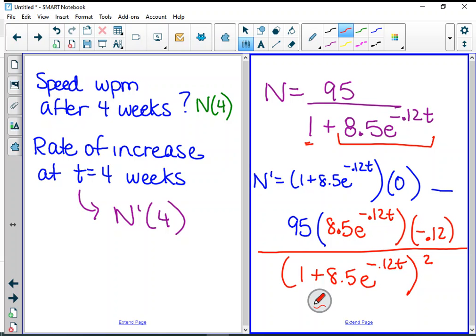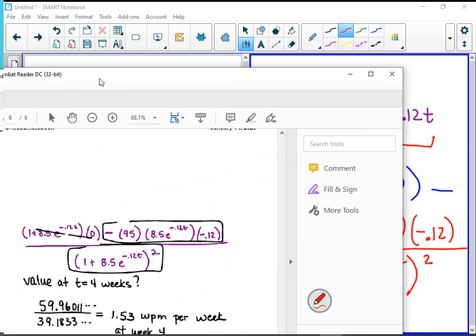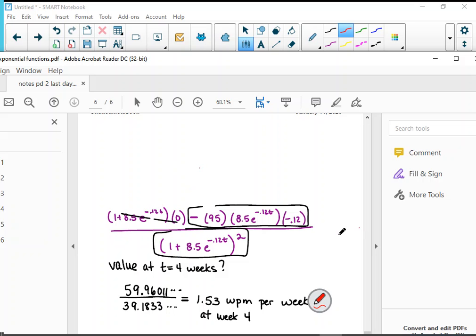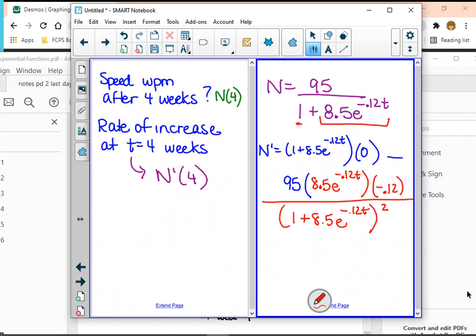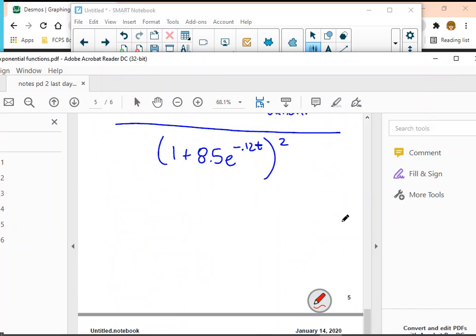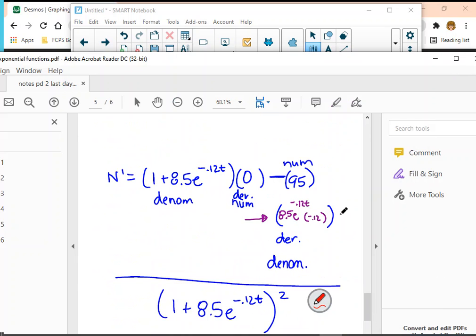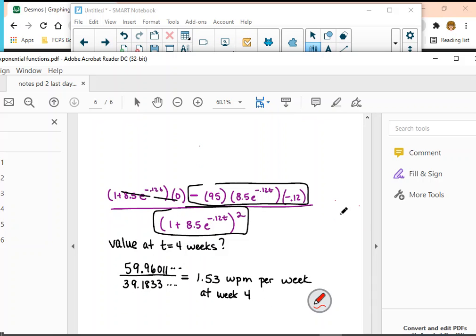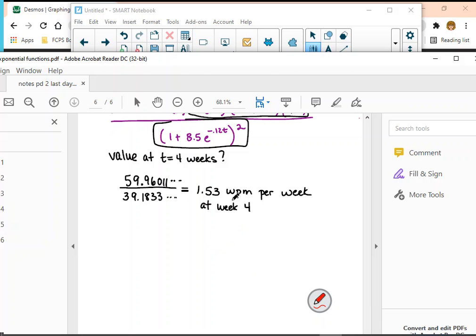I'm going to pull this over just to speed this up a little bit. Okay, so there's what I was just doing. Here's where I did this before. There's the messy version. There's the cleaner version. So there's the denominator times the derivative of the numerator. Since the numerator was 95, that became 0, so this whole thing is gone. I've got minus 95 times this times that. That's the derivative of the denominator over the denominator squared. Plug that all in, and it says basically 1.53.